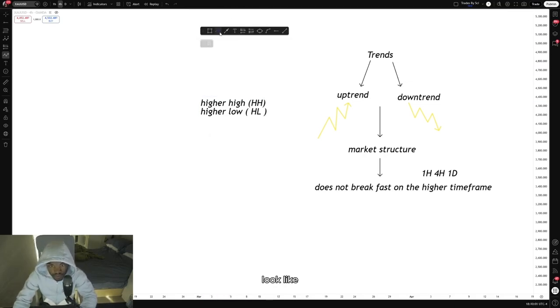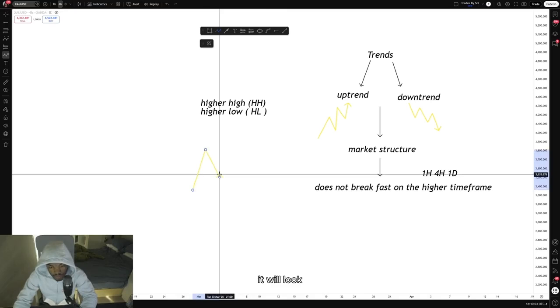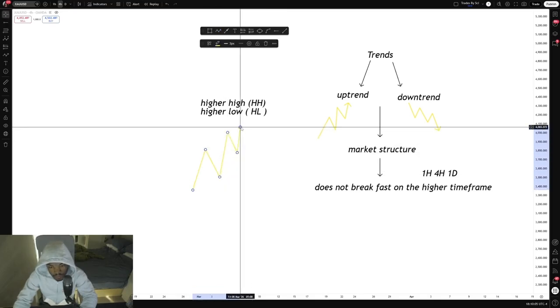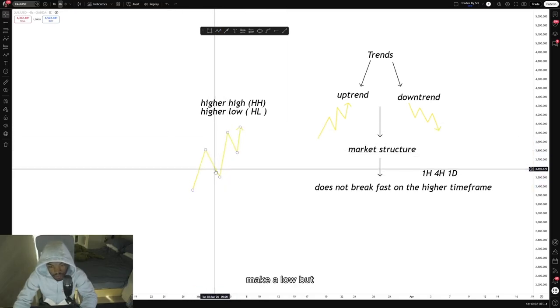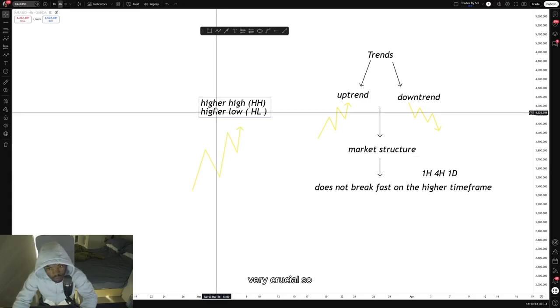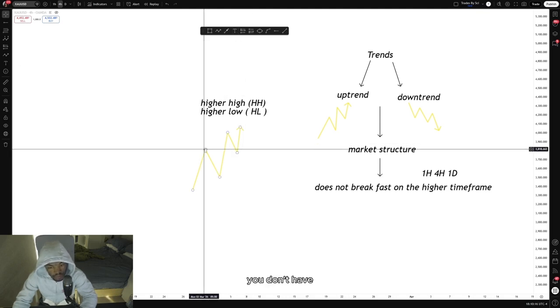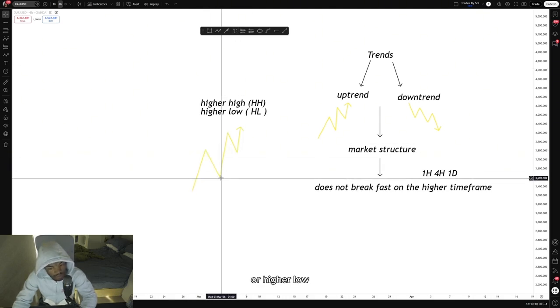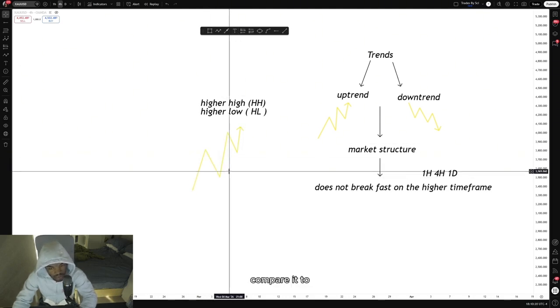So what does this look like on the chart? This is what it will look like. Price will make a high, make a low. But you can't say it's a high or low yet until you get something out of it, which is going to be very, very crucial. So make sure that you know this. You don't have a higher high or a higher low if you don't have anything to compare it to yet.